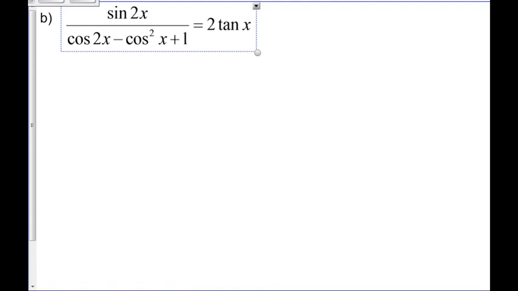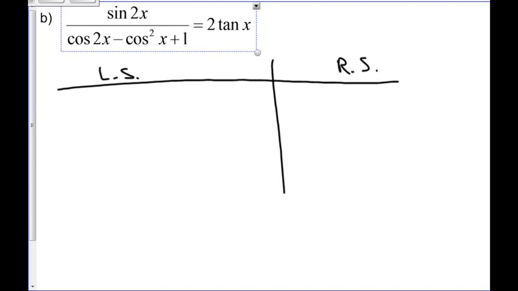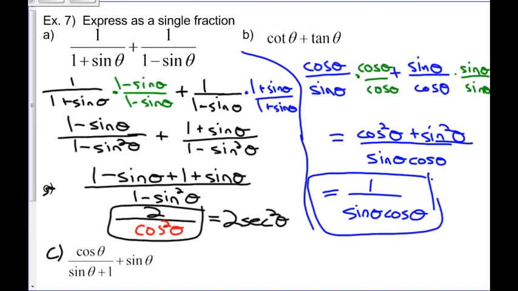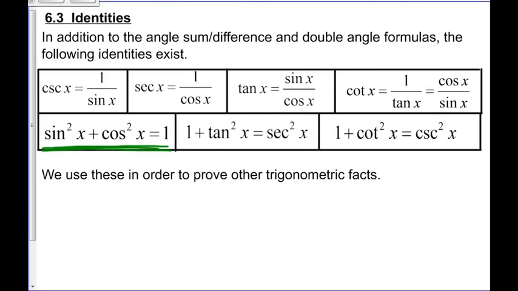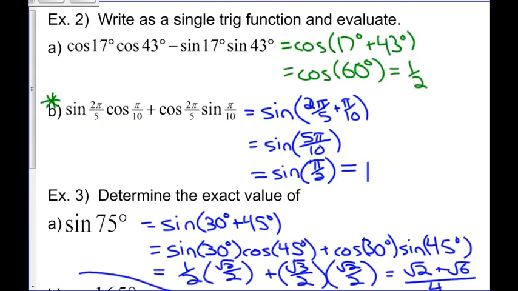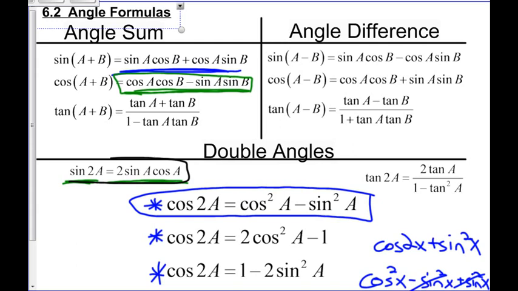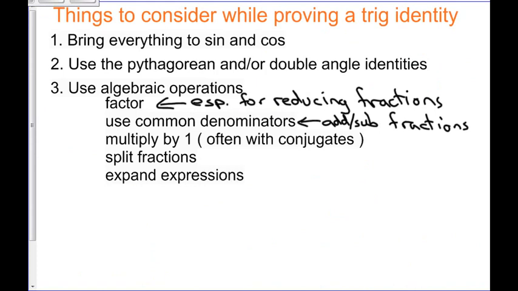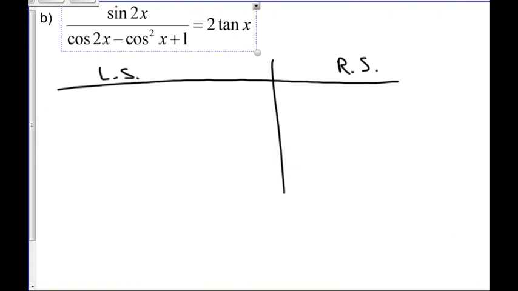Let's try another one. Sine 2x, over that whole thing, equals 2 tan x. Okay, so right away, when you see sine 2x, you should be thinking, oh my gosh, there's a formula for that. If I go way back here, sine 2x had this whole thing. So let's put it to use. Sine 2x is going to be 2 sine x cos x.